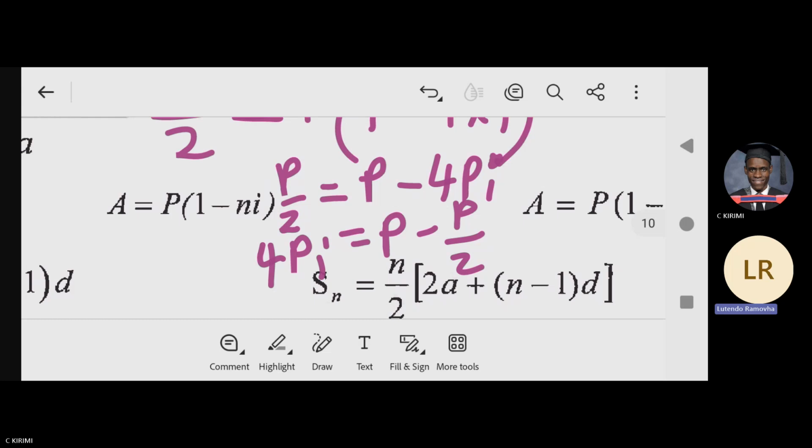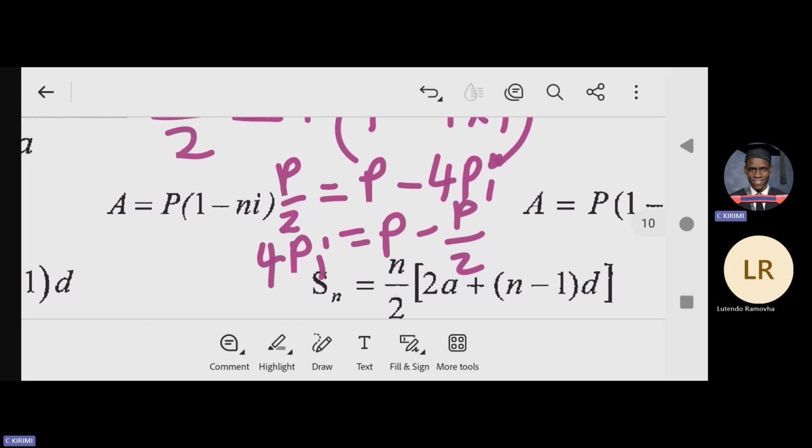I'm done, but I don't think my answer is right. Because after I divided both sides by 4P to make I the subject of the formula, I wrote 4PI over 4P is equal to P minus P over 2, over 4P. So we are failing to get it.